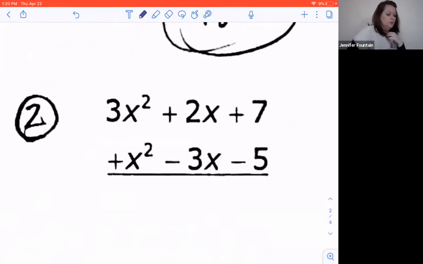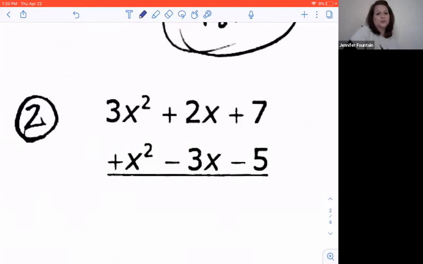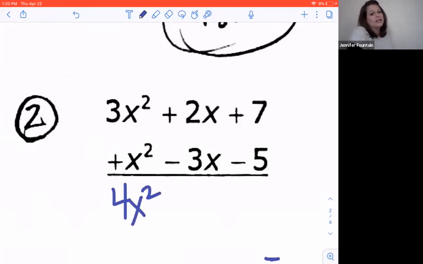Number 2. Now I've got some negatives here, so I've just got to be careful when I'm combining. 3x squared plus x squared. Remember we said x squared is the same as 1x squared. So I know 3x squared plus x squared will be 4x squared. 2x plus a negative 3x. My sign of my larger is negative. So when I combine 2 and negative 3, it will be negative 1. So I'm just going to write that as negative x.